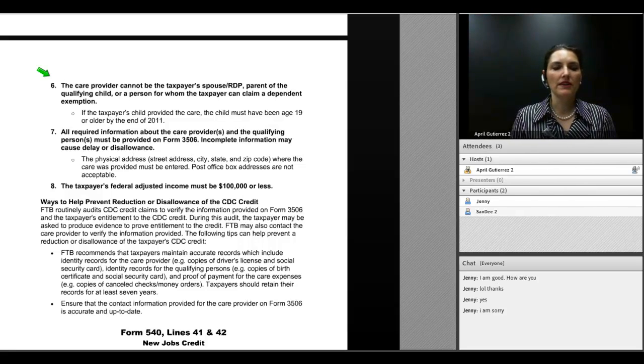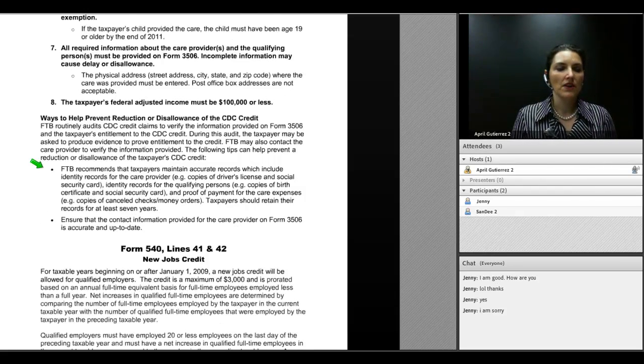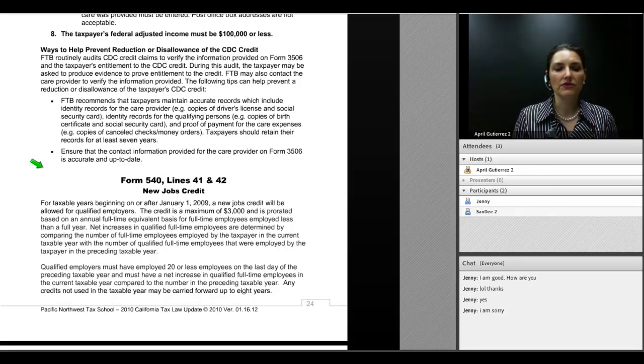Number seven, all required information about the care provider and the qualifying persons must be provided on California Form 3506. Incomplete information may cause delays or disallowance of the credit, and the information that must be listed on the form includes the physical street address, city, state, and zip code where the care was provided, and P.O. box addresses are not acceptable. Also, the taxpayer's federal adjusted gross income must be $100,000 or less.